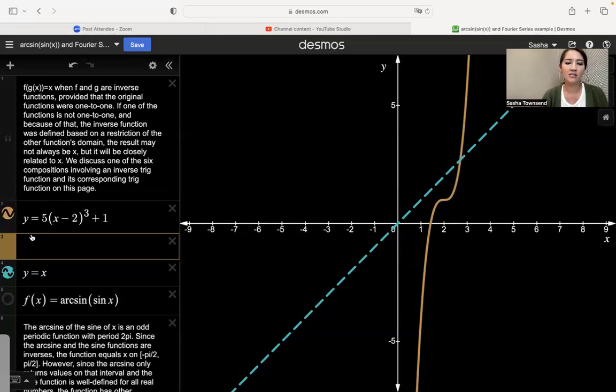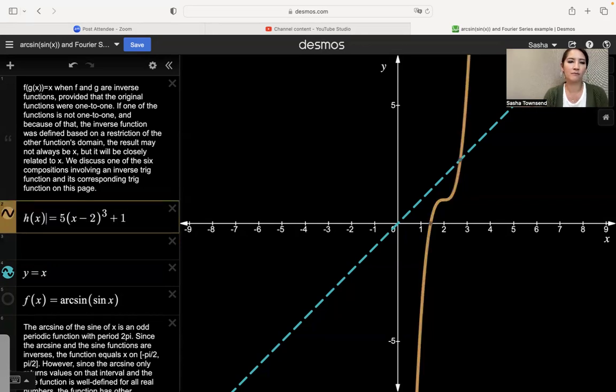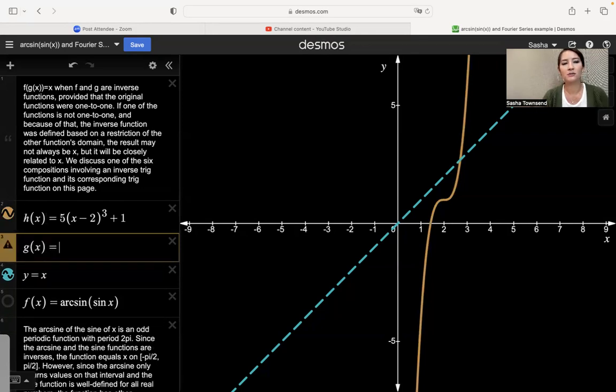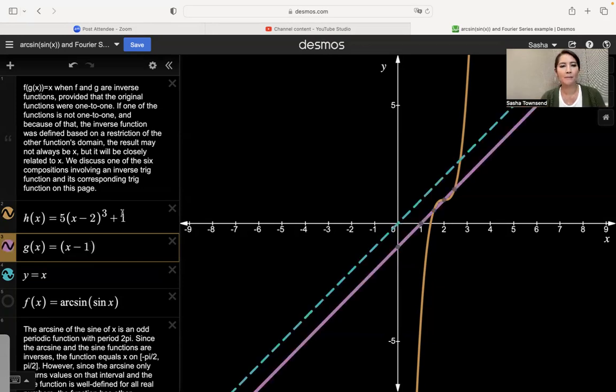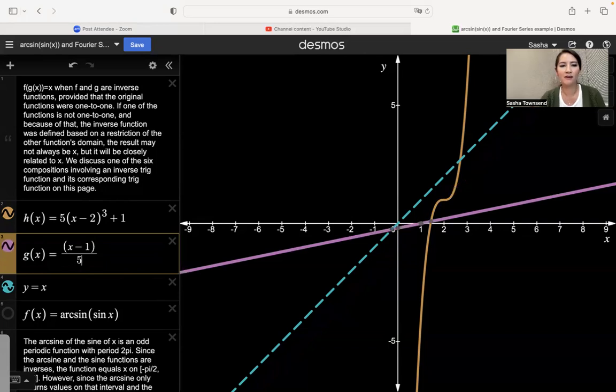If I wanted to find the corresponding inverse function, I'm going to call that h of x. Basically what I would do is undo every operation that I just did, but in the opposite order. So the last thing that we did was we added 1 to that function. So the first thing that we want to do when we define the inverse function is subtract 1 from our x value. And then right before we added the 1, we multiplied by 5. So to undo that multiplication by 5, we would divide by 5.